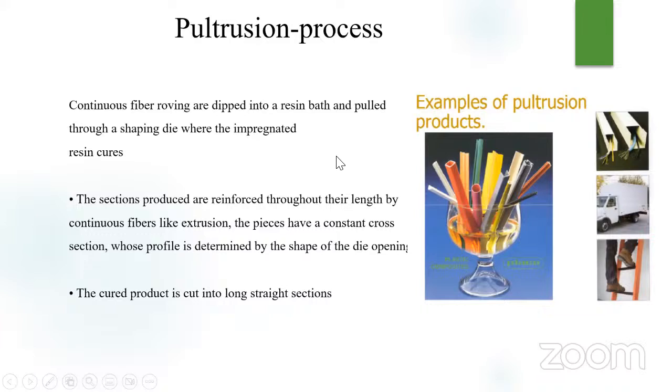The pultrusion process is similar to the extrusion process, where you have a continuous fiber roving which is dipped into the resin bath and comes continuously out of a shaping die. These are some examples of the composites which are produced using the pultrusion process.